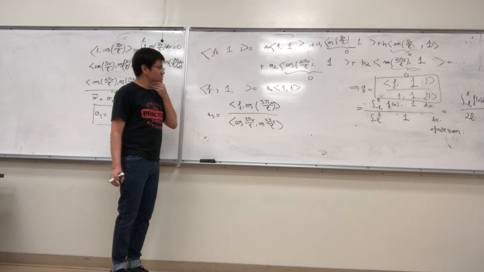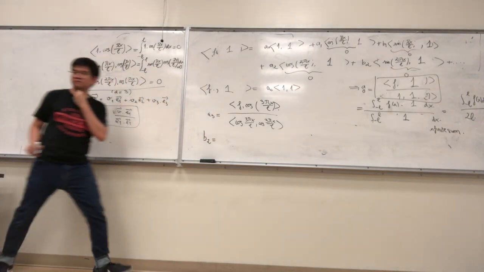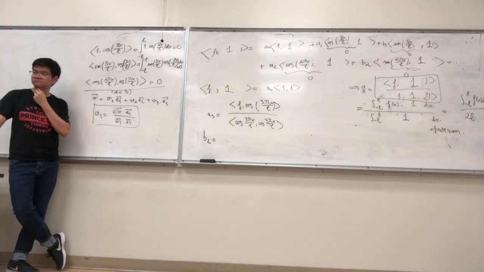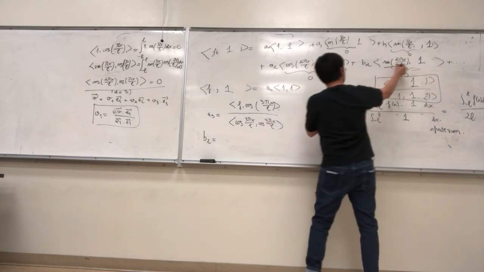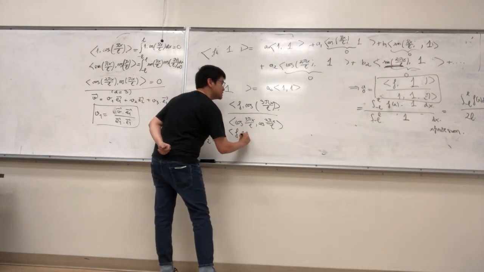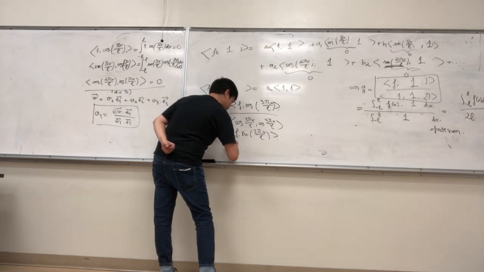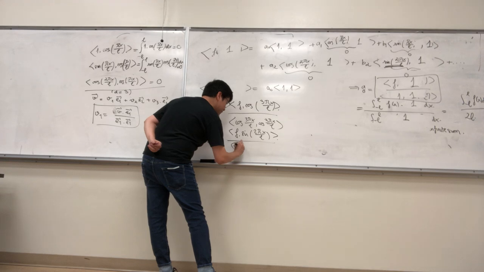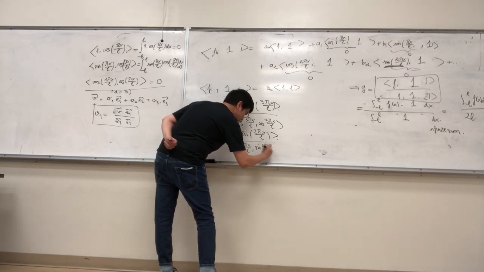So now, suppose that I want to compute B2. What is B2? It's the inner product of f with sine 2 pi x over L, over the inner product of sine 2 pi x over L with itself. So you multiply it with this guy, right? So B2 will be the inner product of f with sine of 2 pi x over L, divided by the inner product of sine of 2 pi x over L with sine of 2 pi x over L.